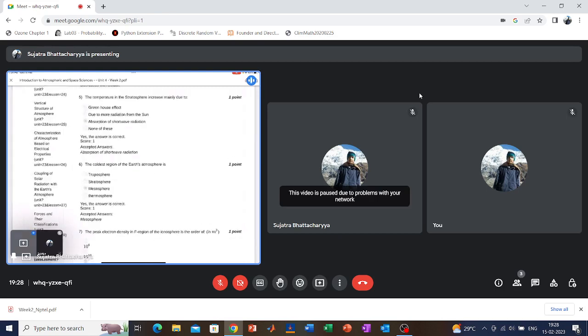Coldest region of the Earth's atmosphere is the mesosphere. The actual answer should be mesopause, because there the minimum temperature in the Earth's atmosphere can be found, since it is given as the coldest region. So the actual option should be mesopause, which is not given here. So the nearest option should be mesosphere.